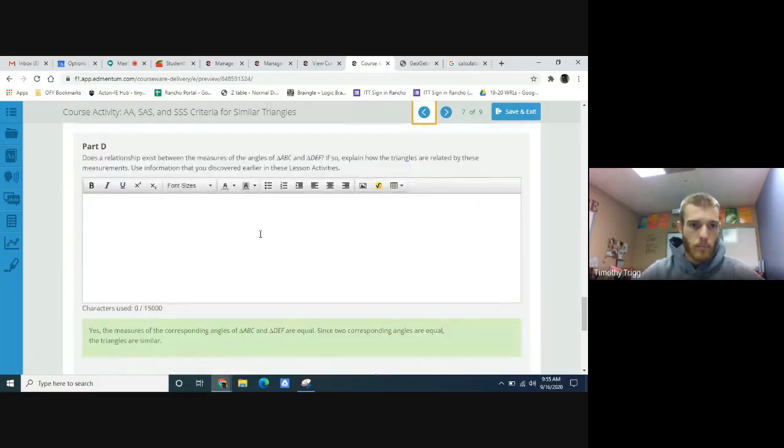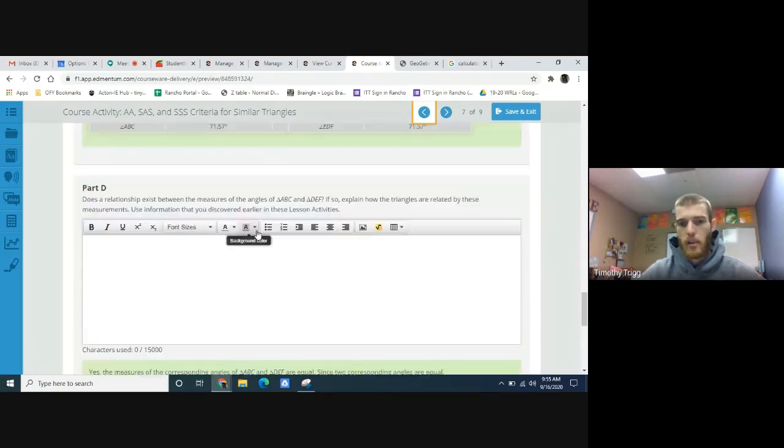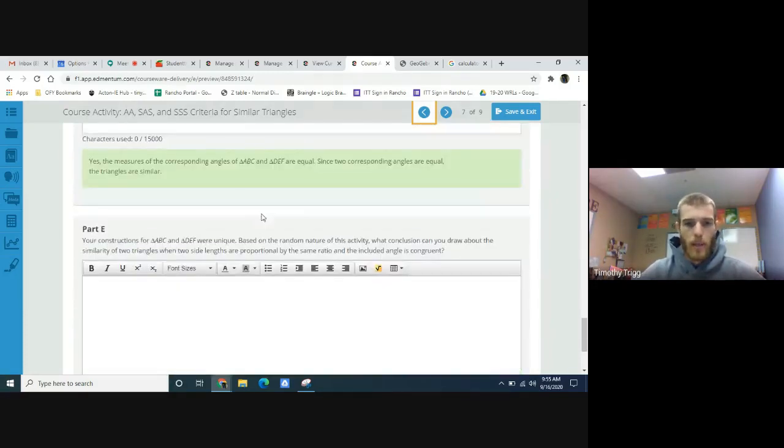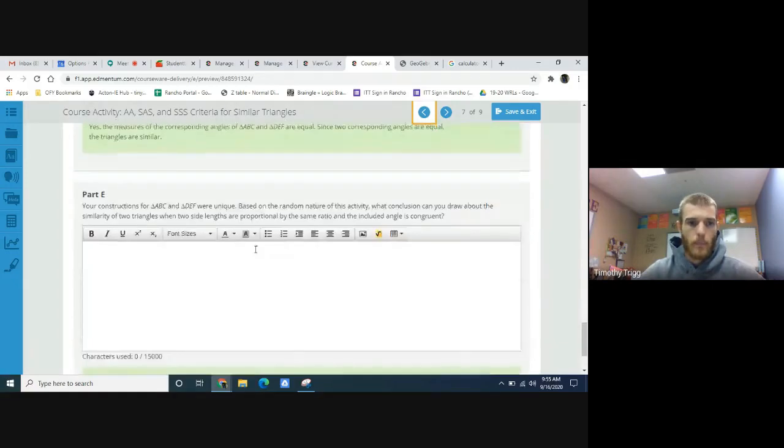Next. Does a relationship exist between measures of the angles? Yes, they have the same measures. So then the two triangles must be similar. Okay, so put something like that. Yes, the triangles have the same angle measures. Therefore, the two triangles are similar to each other. Okay, put something like that there.